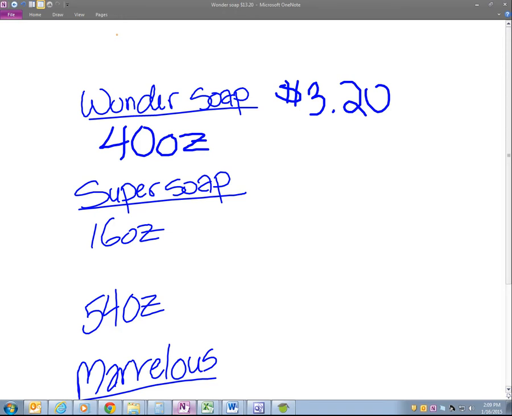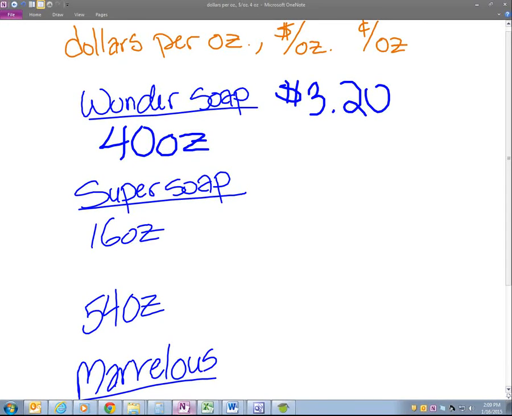So we have a couple different ways of writing this. All right, we want to do dollars per ounce. Now, you can say that in 3 different ways. It could be dollars per ounce. You could say dollars per ounce, and you can say however many cents per ounce, and I'll fill those in once we find out what the example is.